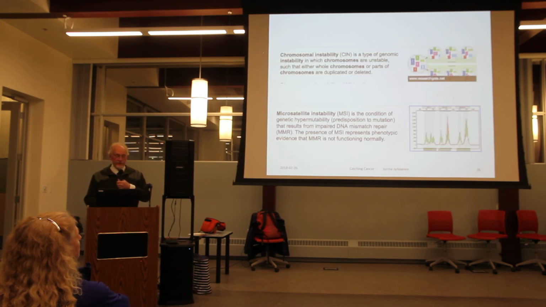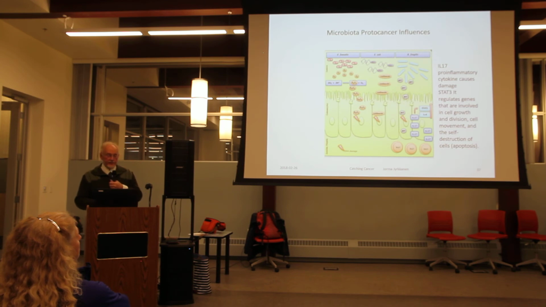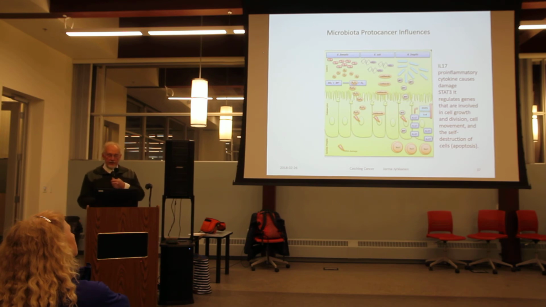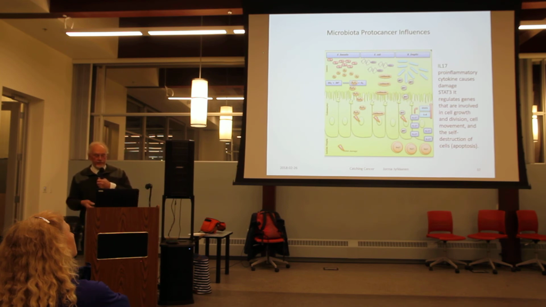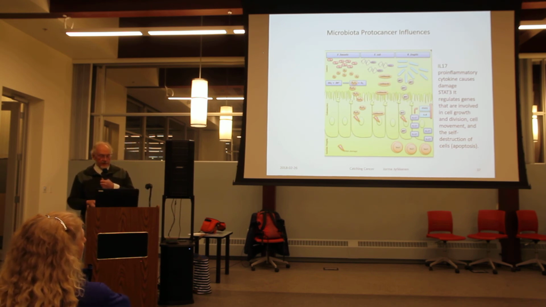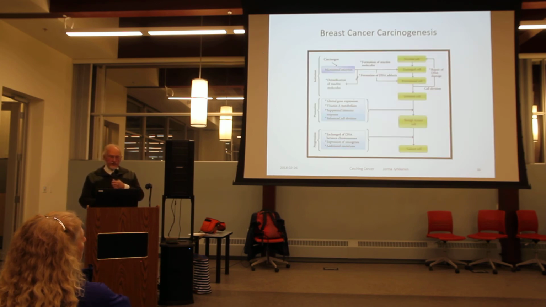This is chromosome instability and microsatellite instability. Now, microbiota are the bugs in your tummy. They can release interleukin-17, which is a pro-inflammatory cytokine that causes damage to a STAT3 gene, which regulates cell growth and division, and cell movement. And self-destruction of cells, apoptosis, which is normal death. So the interleukin-17 is produced by these bacteria in your intestine. So they do have a potential to contribute to carcinogenesis.